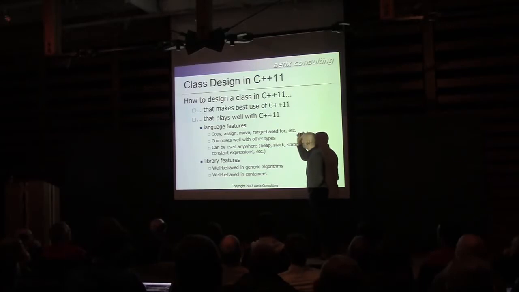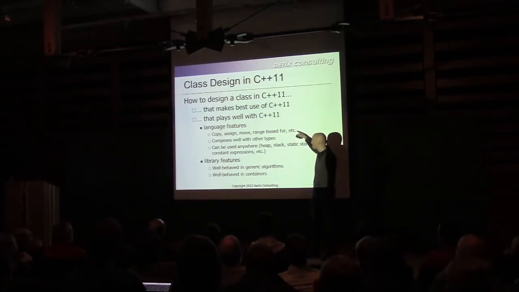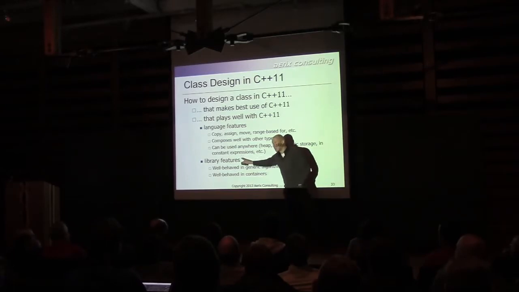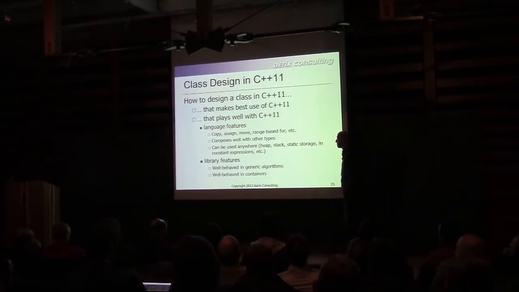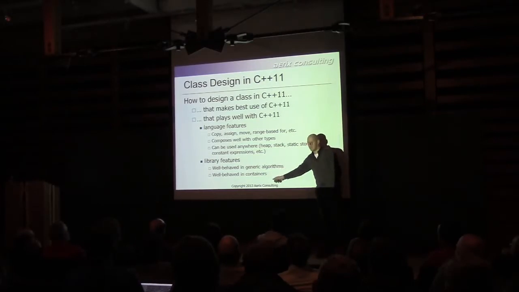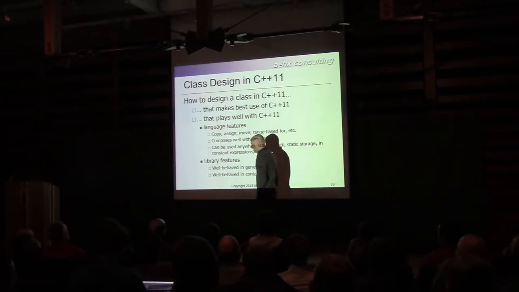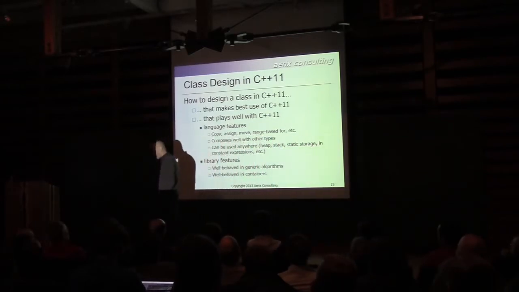Of course, copy, assign, and move. Range-based for, is your type sort of range-like? Think about iterators, right? Think about range-based for. Does it compose well? Can it be used anywhere? Can it be in static storage? Can I use the type in a constant expression? Okay? Is my type well behaved with the standard library, algorithms, and containers? These all inform the design of your class.